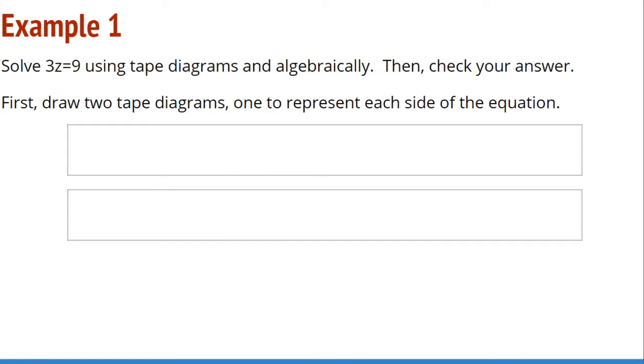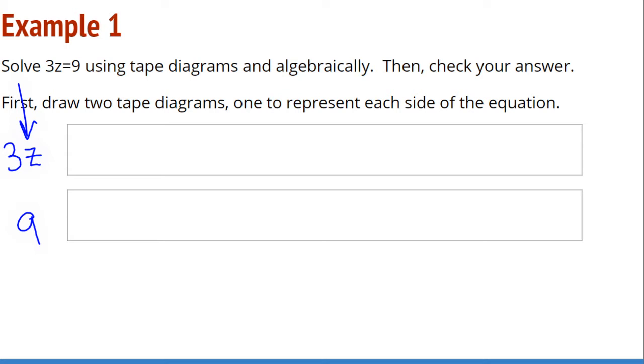Example number 1. Solving 3z equals 9 using tape diagrams and algebraically. Then check your answer. First, draw two tape diagrams, one to represent each side of the equation. So I have here one tape diagram that is going to be 3z and the other one that is going to be 9. Now the identity that I'm looking for is the identity of z.